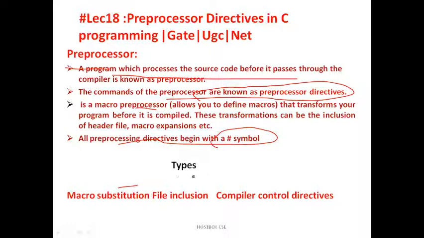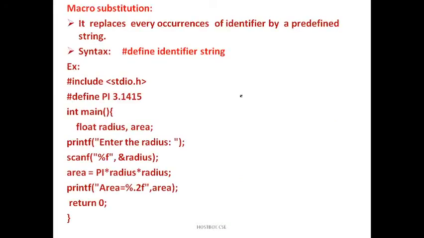Here there are three categories. One is called macro substitution, another is called file inclusion, and another is called compiler control directives. We'll see one by one with a very small example for better understanding. Whoever wants to learn properly and crack interviews, it will be helpful for you. First, let's see macro substitution.